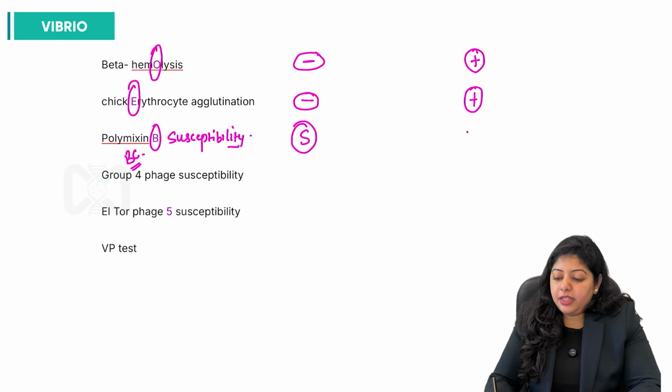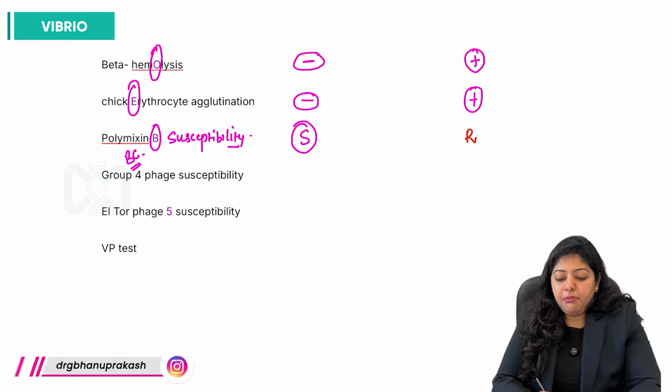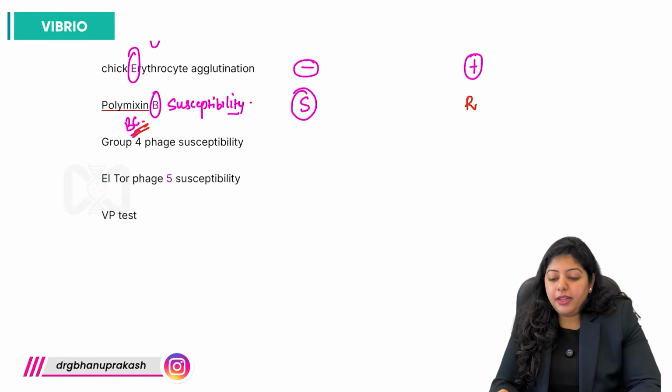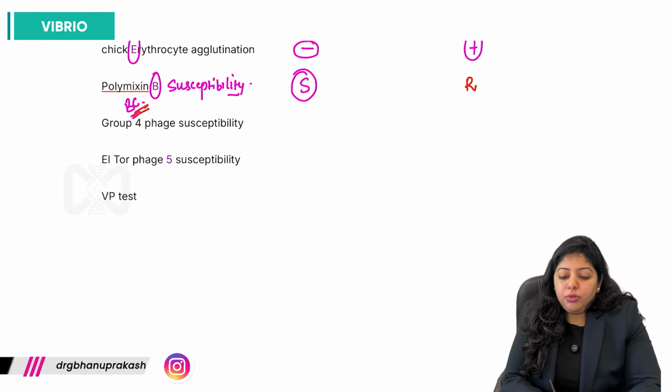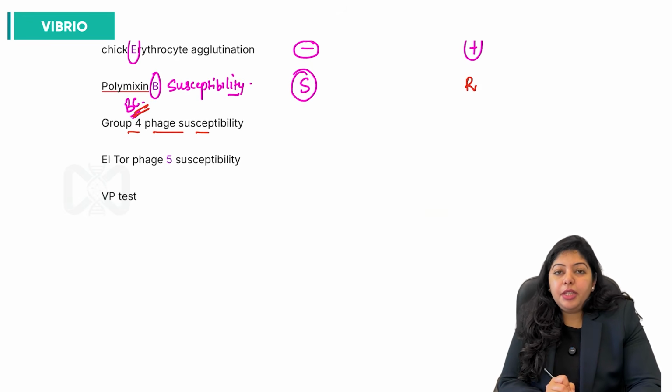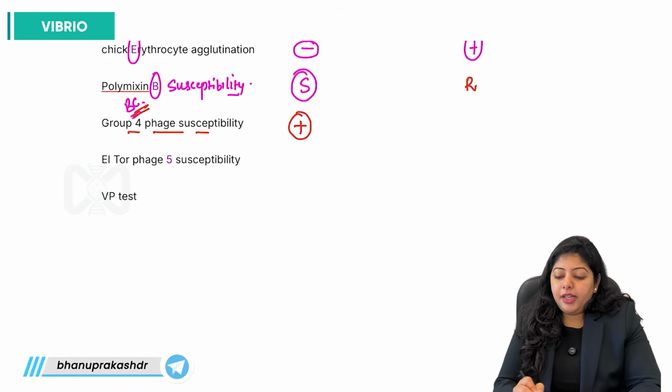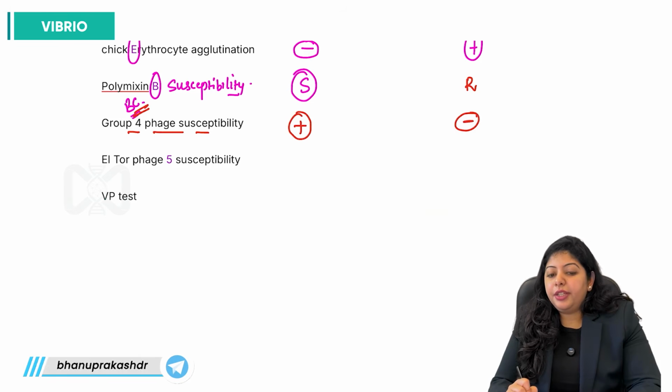This you can very easily remember. Polymyxin B, B and C. So it would be susceptible for classical, whereas it is going to be resistant for EV. Now group 4 phage susceptibility, this you'll have to remember, it is positive for classical, whereas it is going to be negative for EV variant.